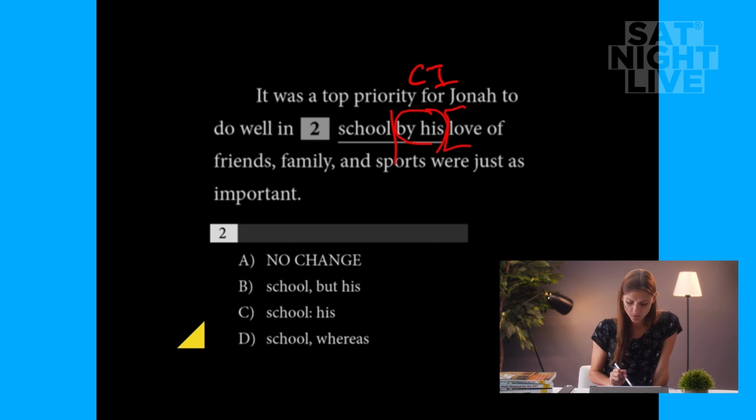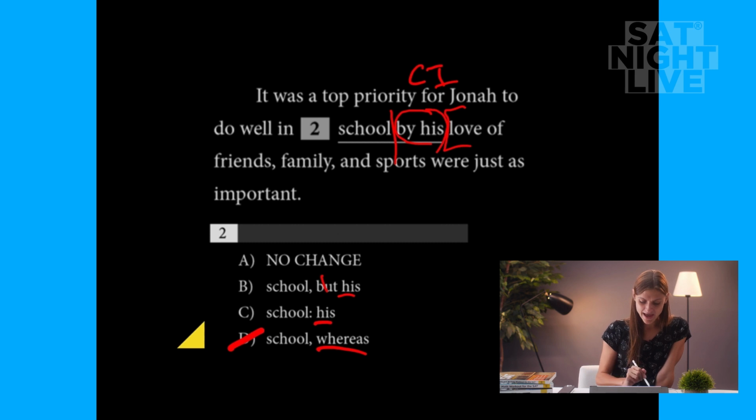So we want to look at what these words that are part of the answer choices are. And remember the fanboy words like but, we don't count them as either half of the sentence. So his love of friends, family, and sports were just as important. That will be complete, right? And now let's look at C, same thing. His love of family, friends, and so on. And the last one, whereas love of friends, family, something's missing there, so it's not going to be D. So we can get rid of A and D at this point. And now we're down to B and C.